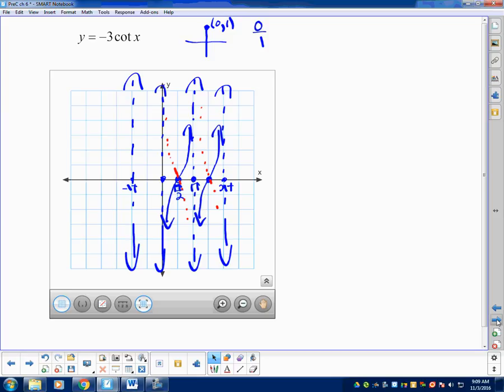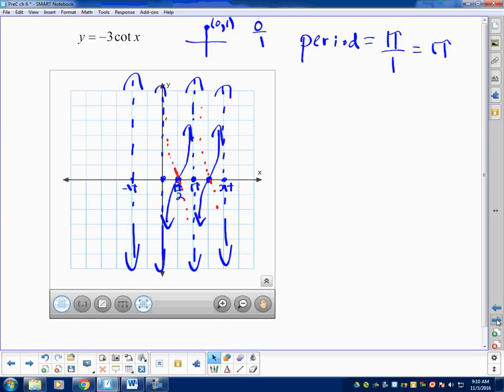Just keep in mind that any number that comes in front of this x right here, I didn't have to deal with it. It's pi over b. So in this case, we had a period equal to pi over b, which is 1. So period is pi. If you see another number in front of this, it's going to change the period. All right. Any questions on that? Finish graphing it, and we'll look at cosecant and secant.